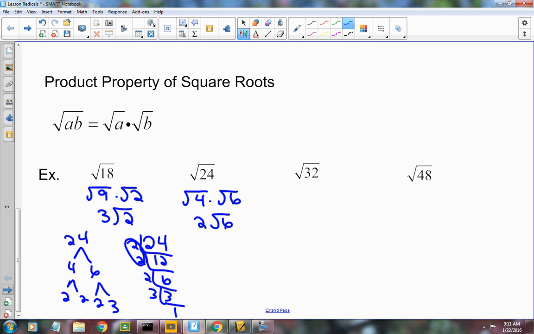Okay? I don't care if you do it that way. That's fine. However, for these little numbers, this is really good for big numbers, okay? But for the little ones, it's really good to where you recognize those factor pairs, one of which is a perfect square, okay? And it's going to help you, I think, later on in your math, okay?